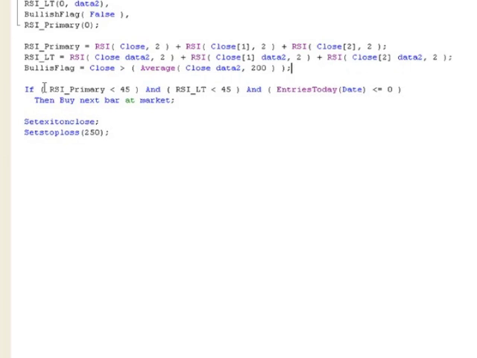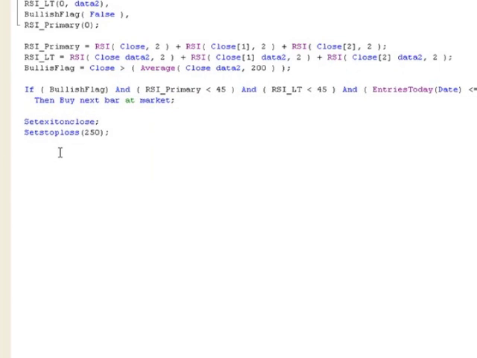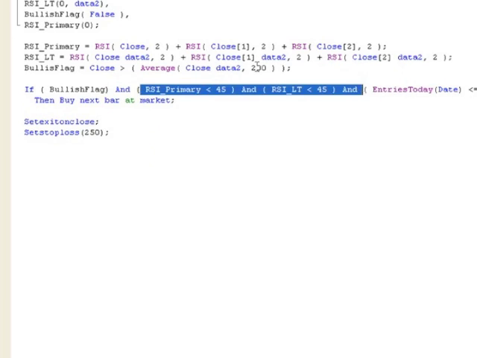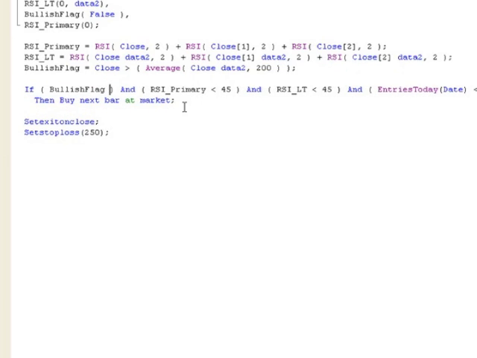Now let's add this as a condition. I'll just add it to the front here. So if bullish flag and all our other conditions. I can see I have a spelling error here. Let me just, lazy, cut, paste. Cut, paste. Yeah, that's correct. So not only do we need a bullish market, we need a pullback in that bullish market on a daily time frame and an intraday time frame.